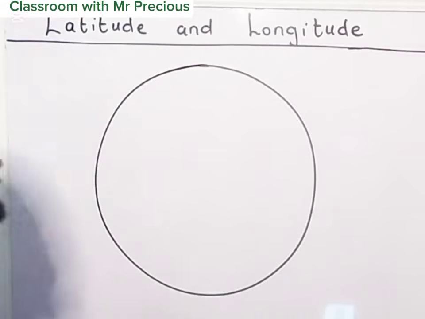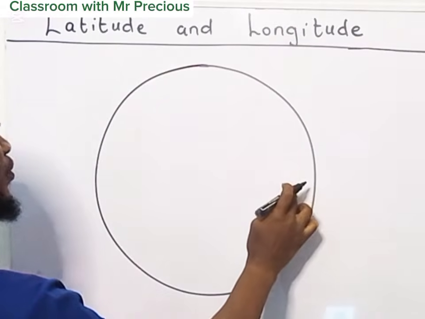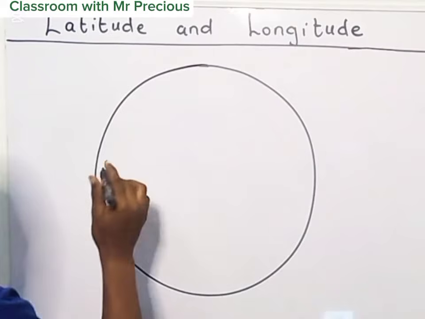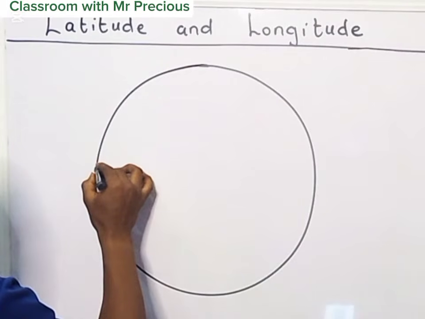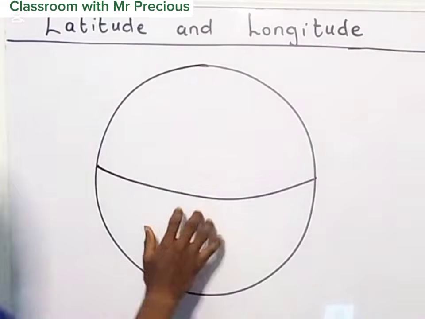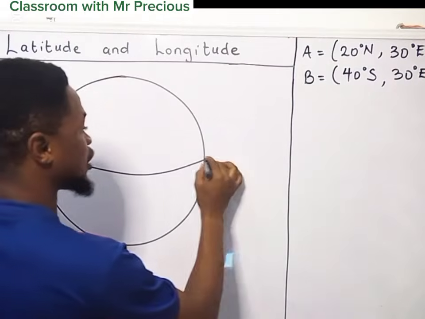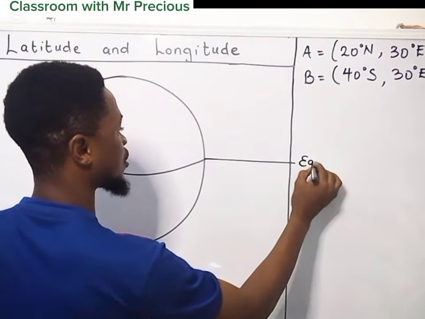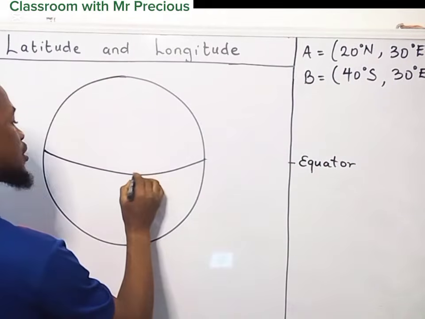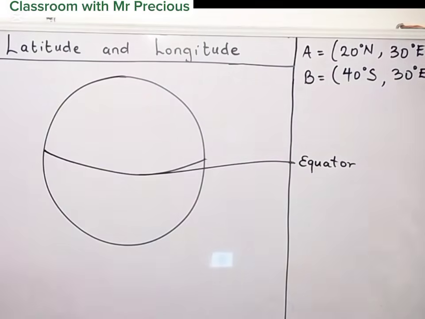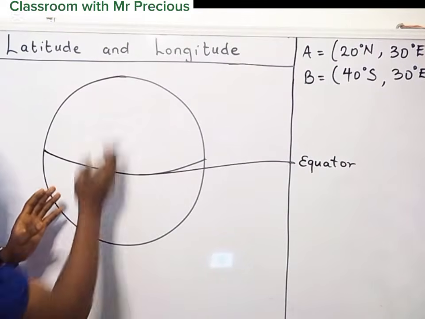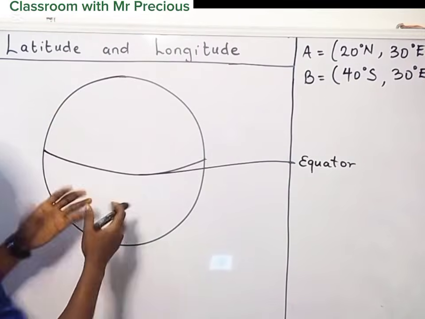These imaginary lines drawn on the Earth are either horizontal or vertical. This is what I mean when I say horizontal line. This horizontal line I drew now is called the equator, and the equator is the horizontal line that divides the Earth into two equal parts. So this up and this down are supposed to be equal.